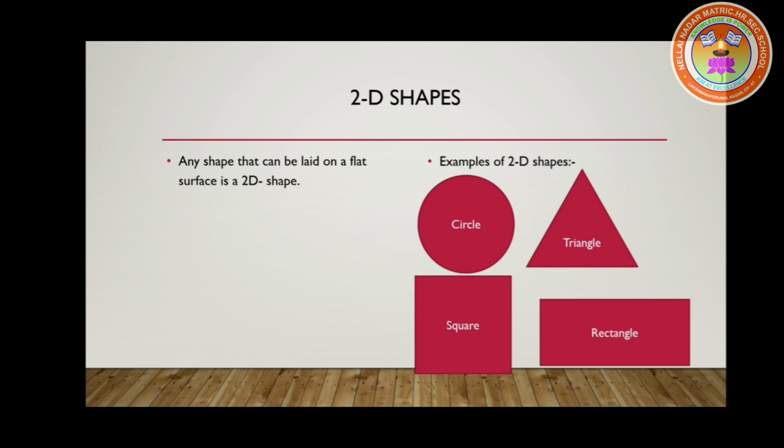Write the heading: Unit 1, Geometry. Under that, 2D shapes. Now write: any shape that can be laid on a flat surface is a 2D shape.